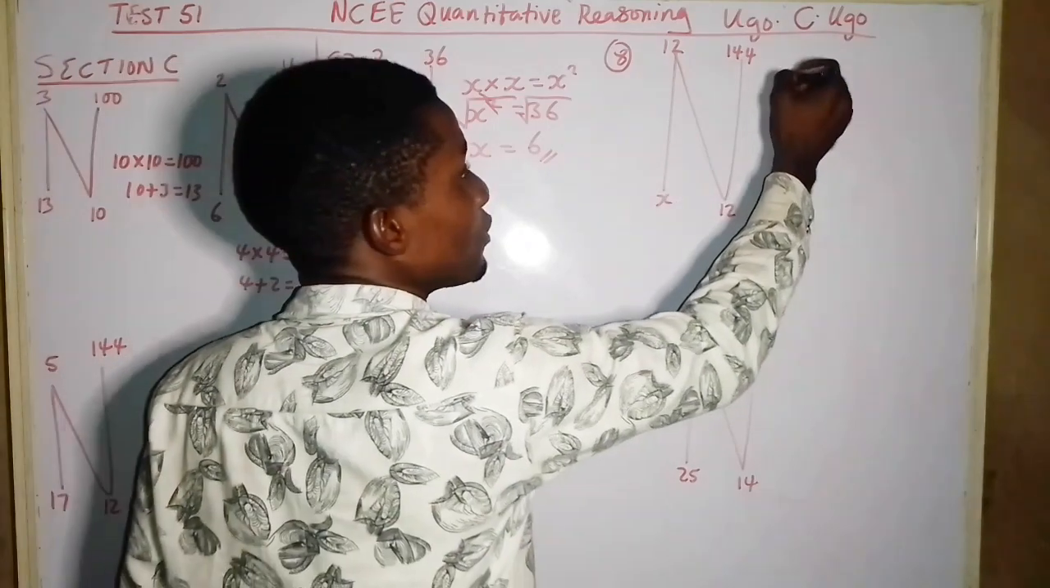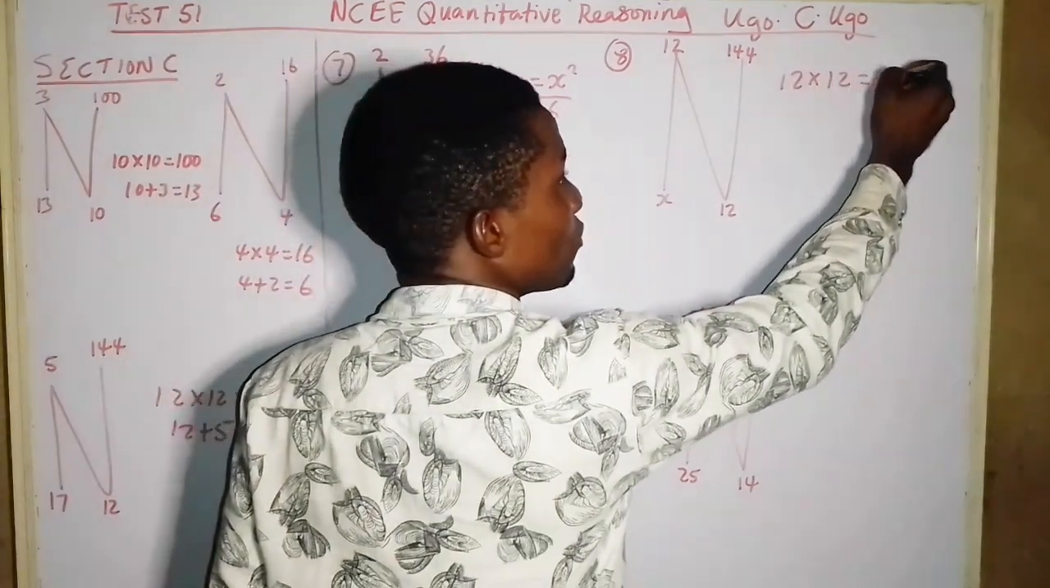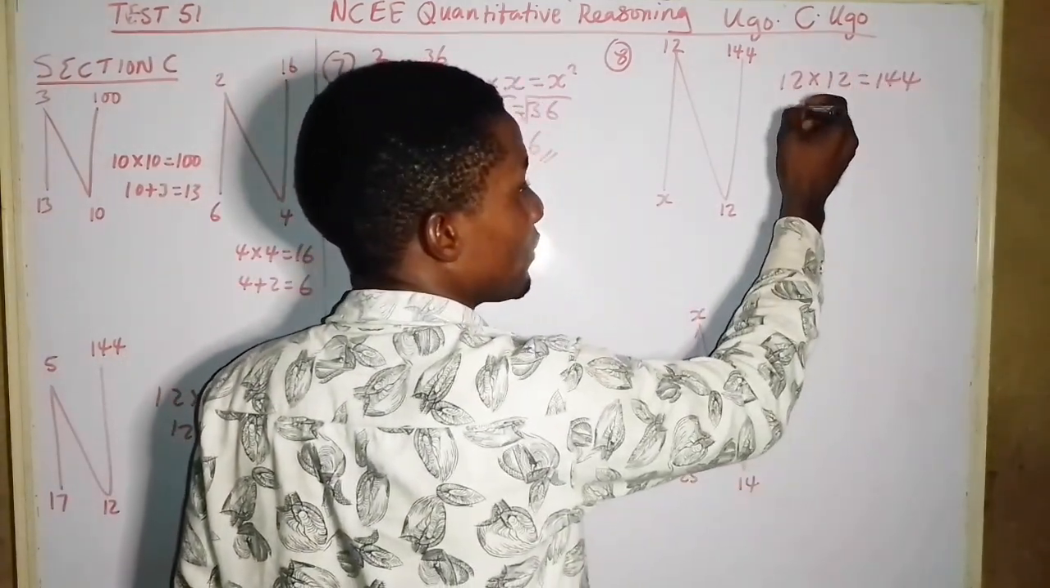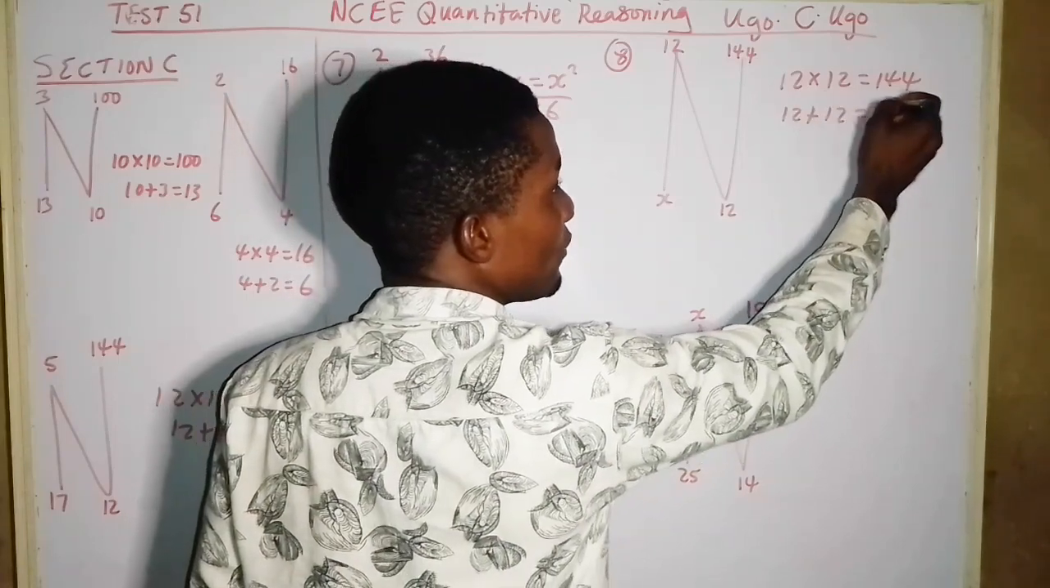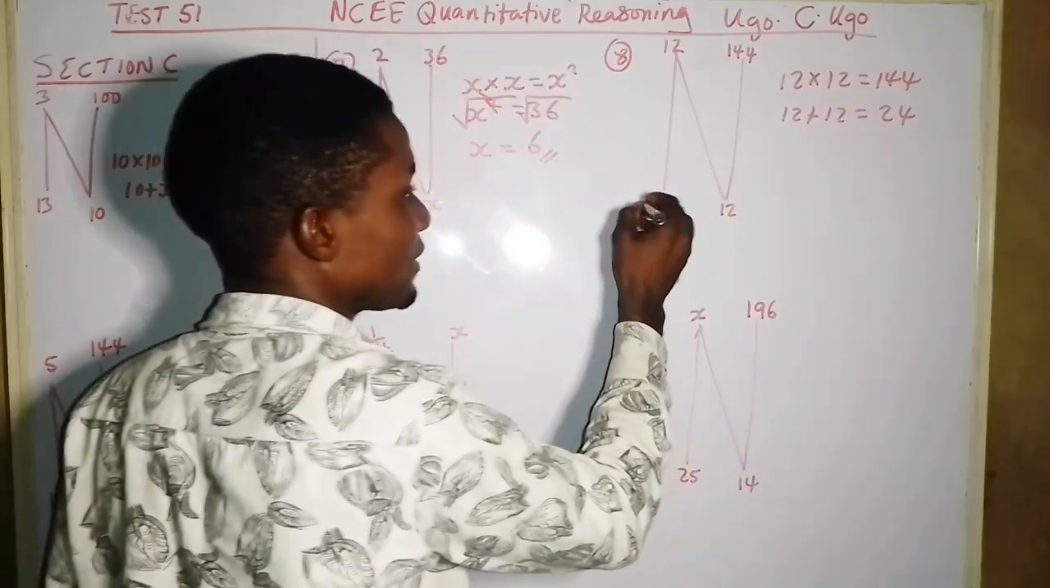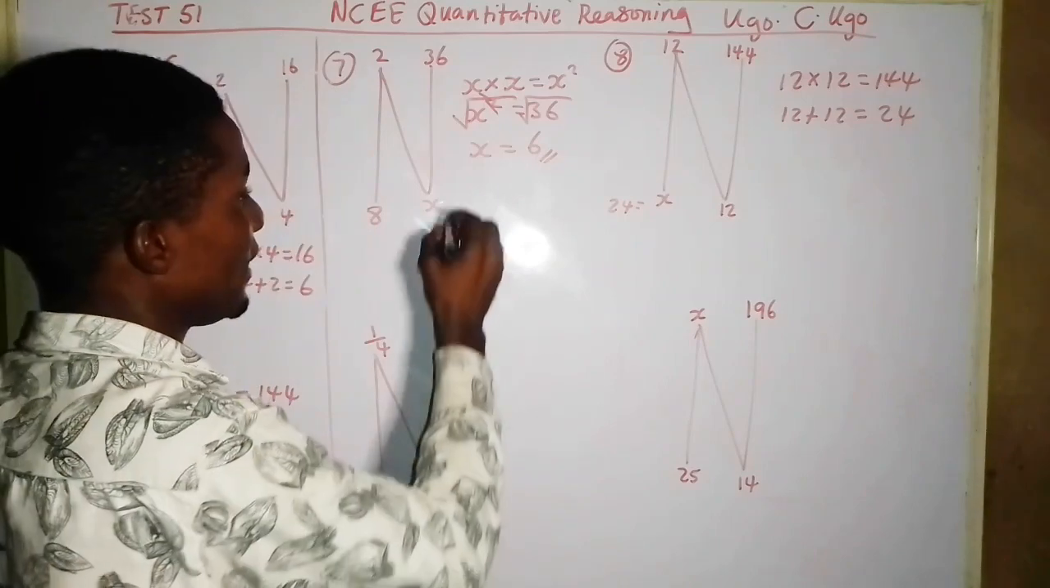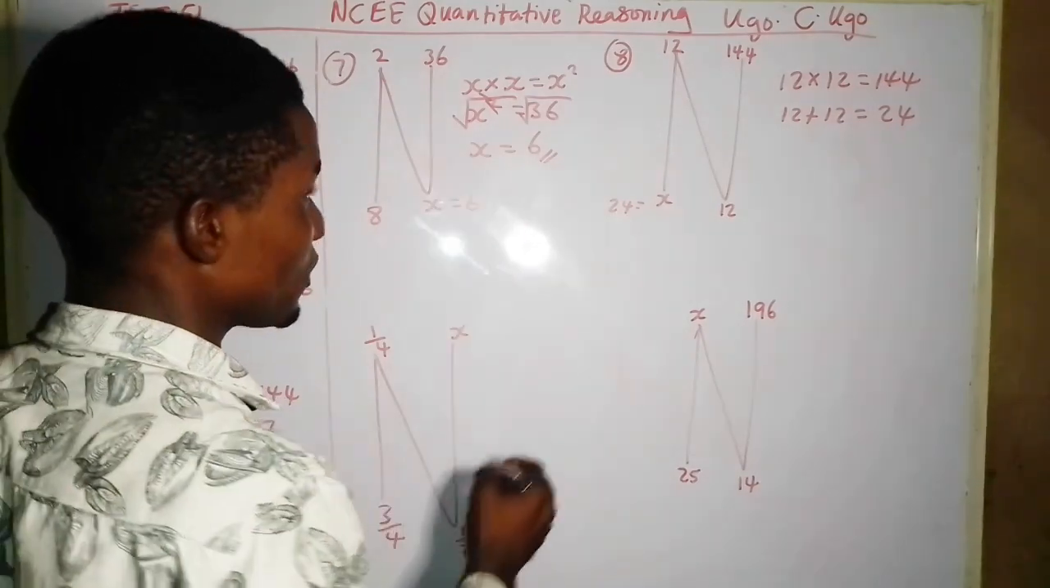Number 8 is 12 times 12 equals to what? 144. And 12 plus 12 will give us 24. That's the x here. So x here is what? Is 24. X here is what? Is 6. Let's go for the next one here.